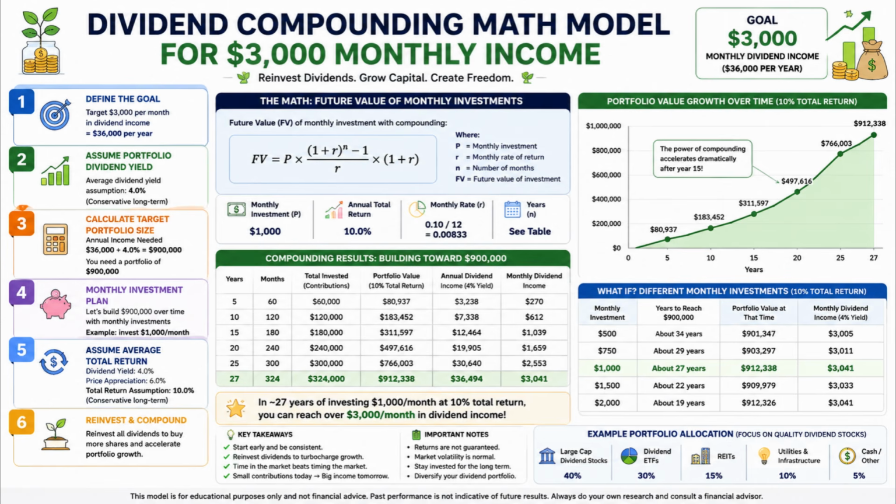The timeline can change significantly depending on the monthly investment amount. For example, investing $500 per month may take about 34 years to reach the target. Investing $750 per month may take approximately 29 years, while investing $1,000 per month may take around 27 years. On the other hand, increasing the monthly contribution can shorten the journey. Investing $1,500 per month may reach the target in approximately 22 years, while investing $2,000 per month may reduce the timeline to around 19 years. Therefore, a higher monthly contribution can accelerate portfolio growth and reduce the time needed to reach the income goal.